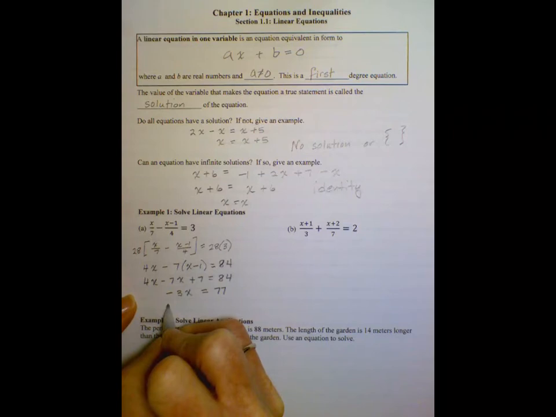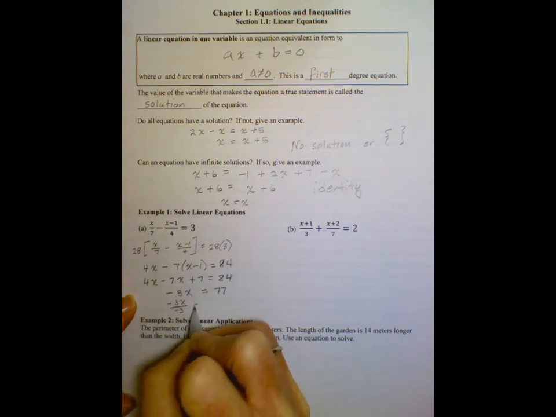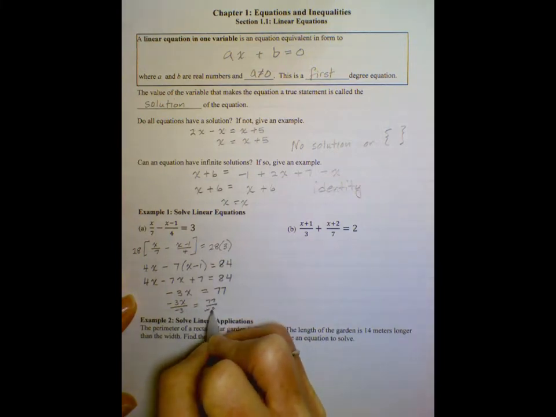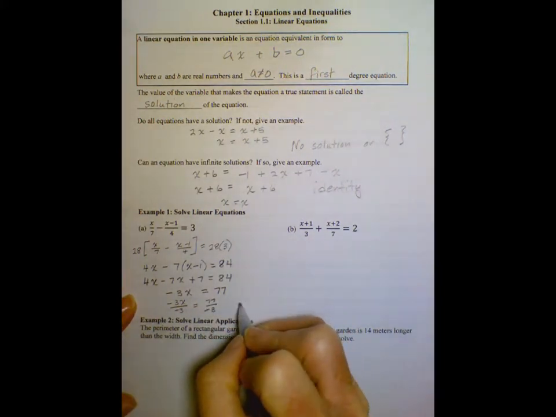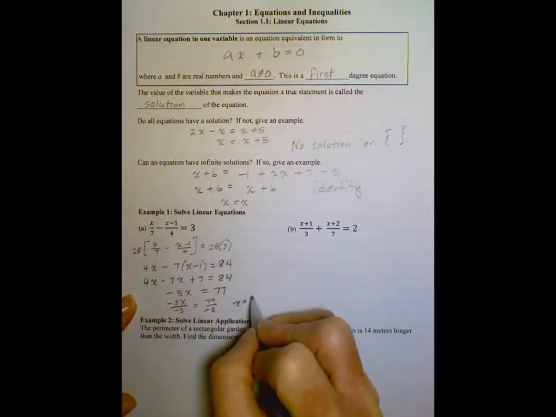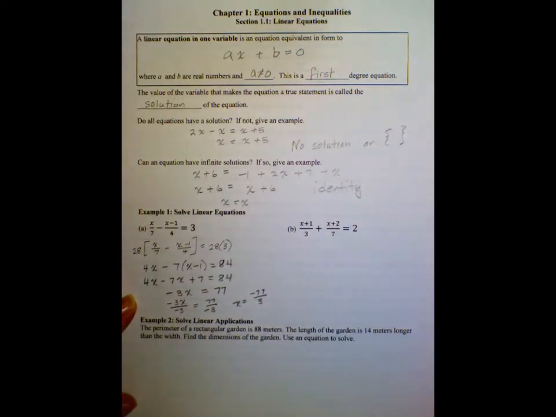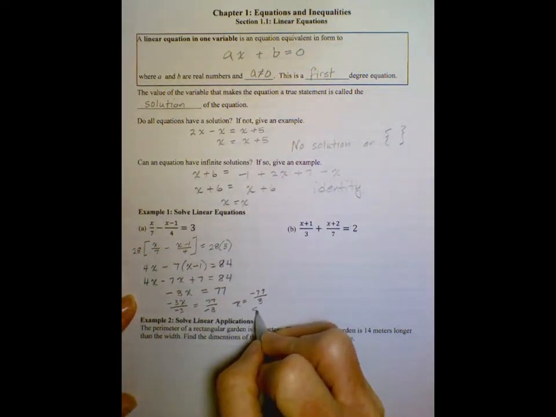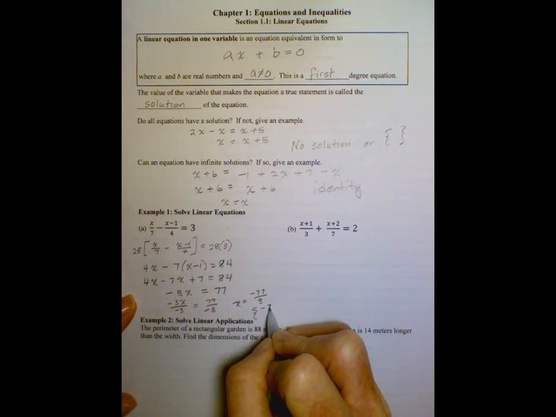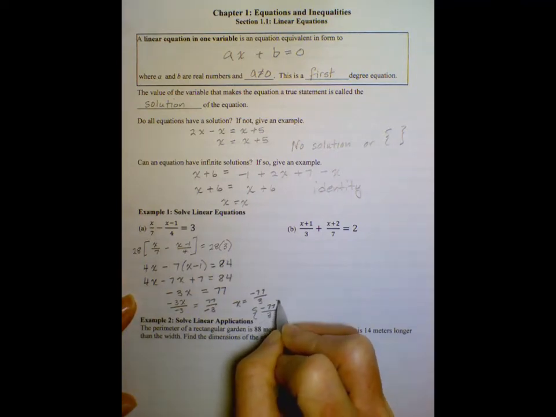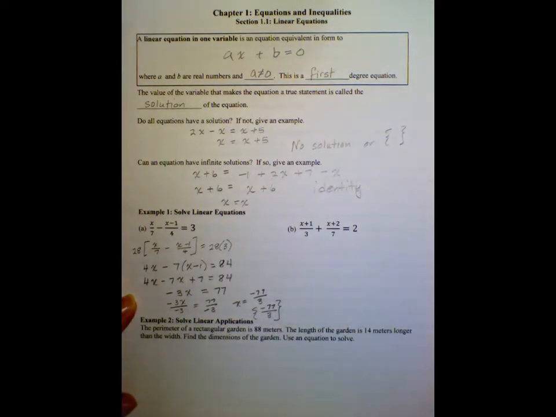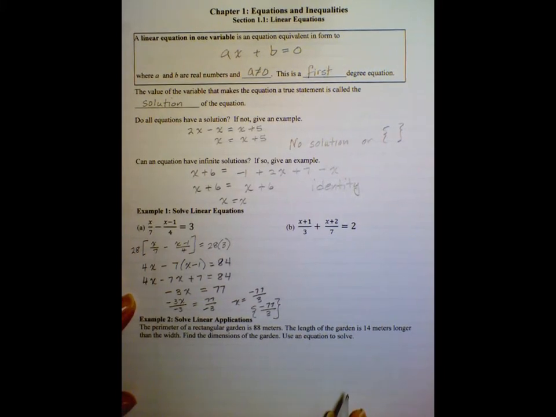Now we'll divide both sides. I'm running out of room here, but I'm going to write this by negative 3, and I get x equals, and I'm going to move my negative to the numerator because that's what we're used to seeing, negative 77 over 3. I like to put mine in the brackets to make it really clear. Here's my solution set, negative 77 over 3.